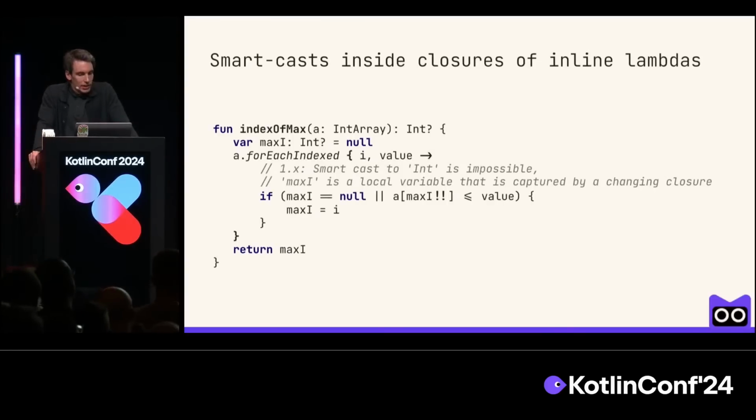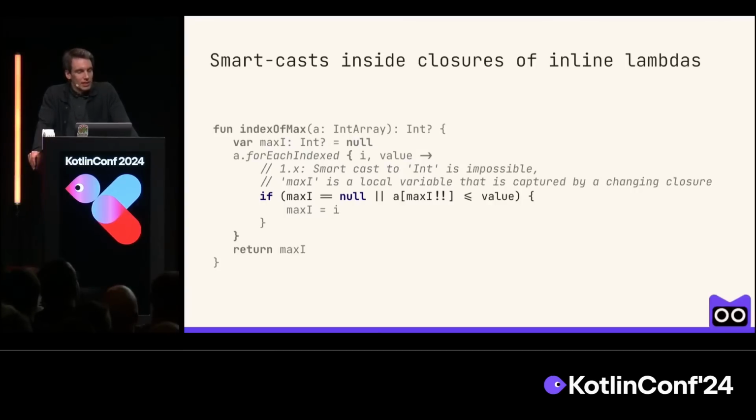The next change is about SmartCasts inside change enclosures in lambdas. In this Kotlin function, the code returns the index of the maximum value in an int array. And here we are interested in this part where we're performing a SmartCast.